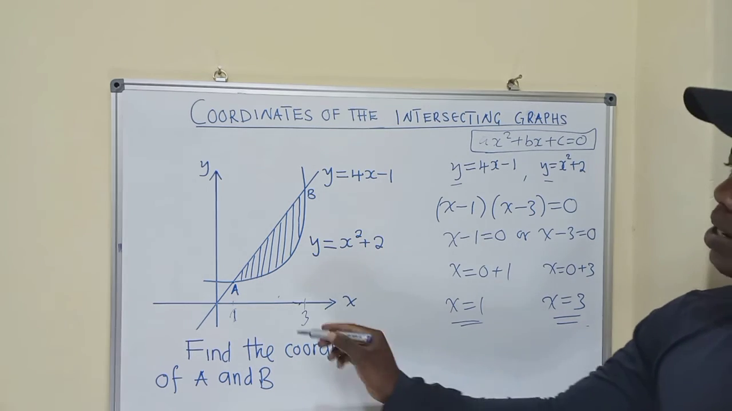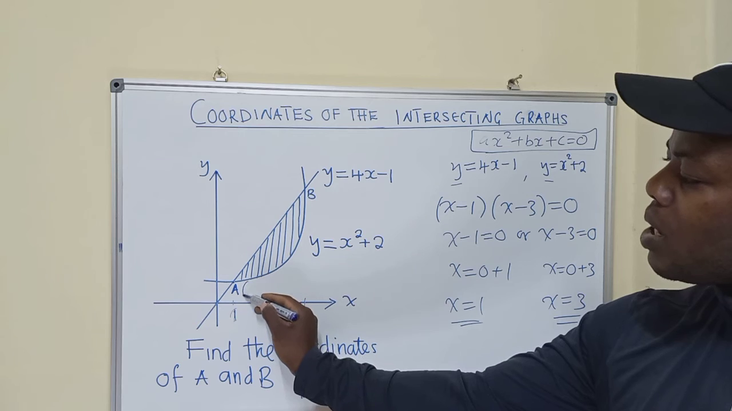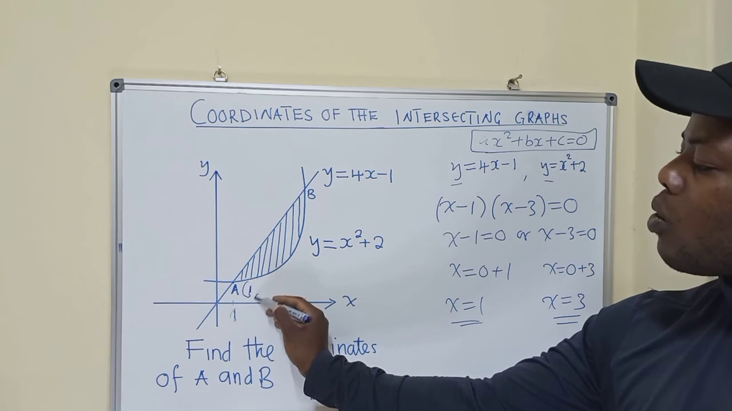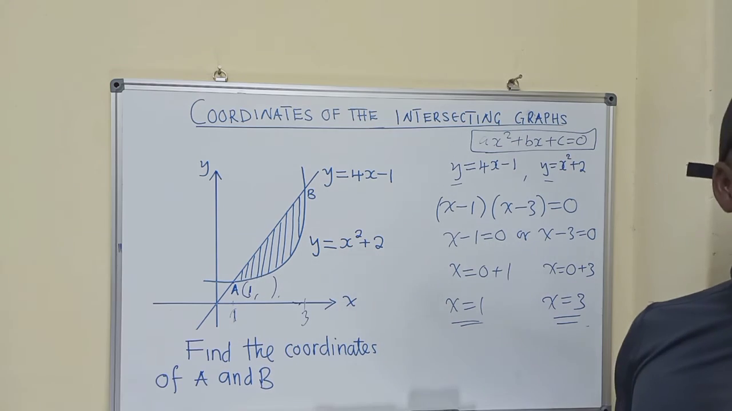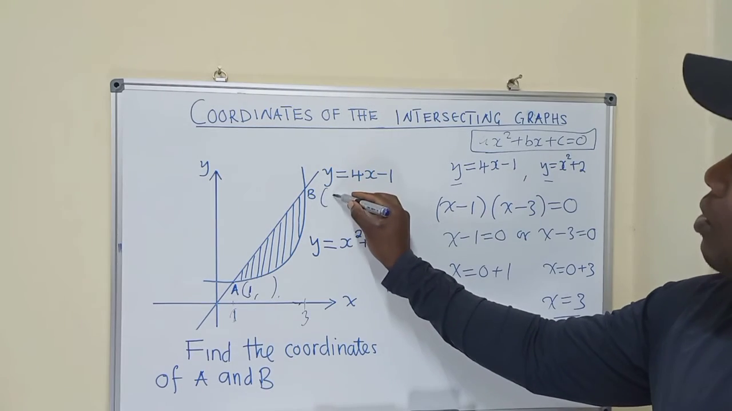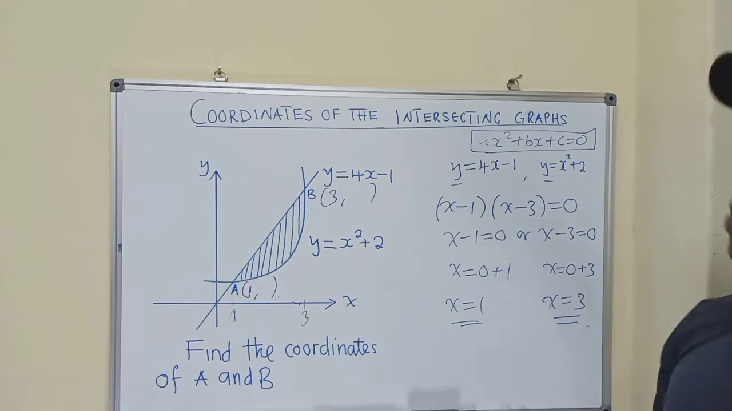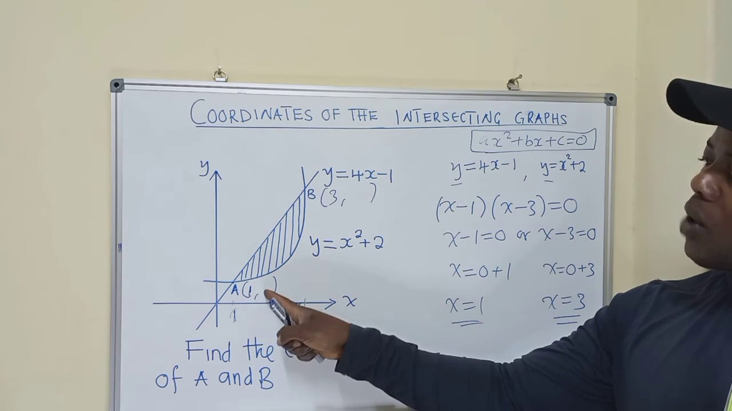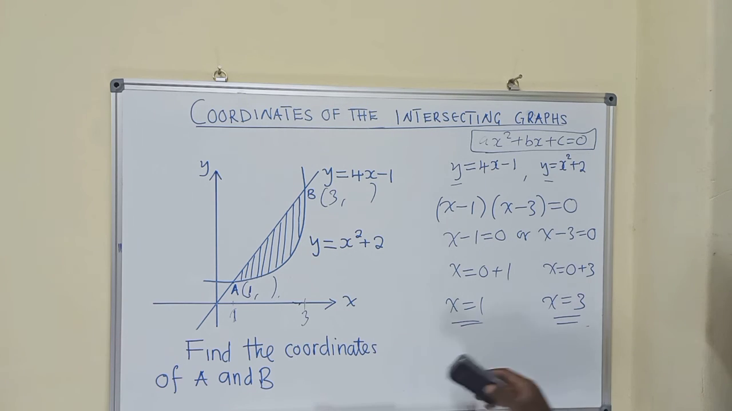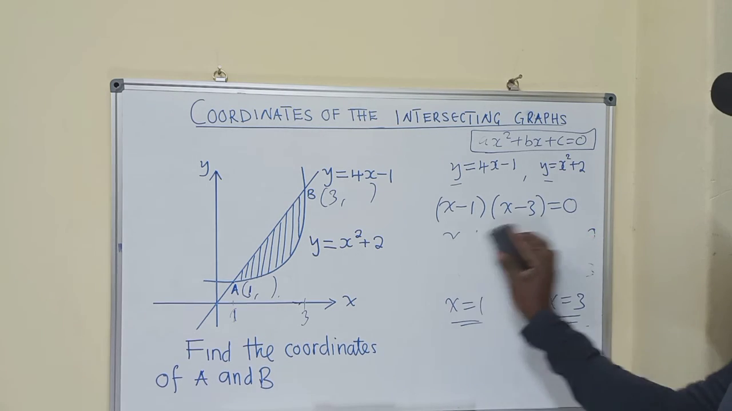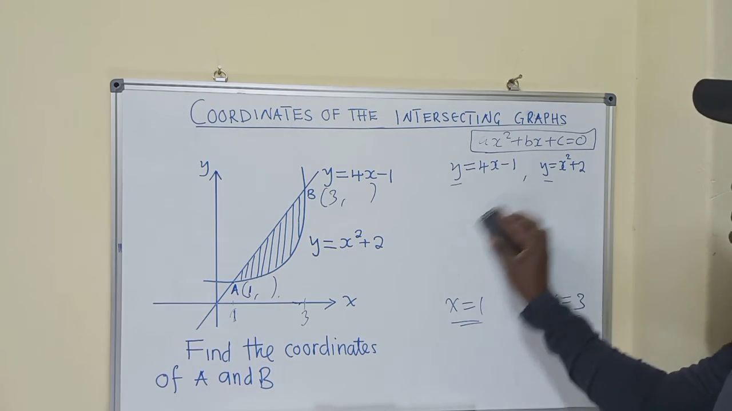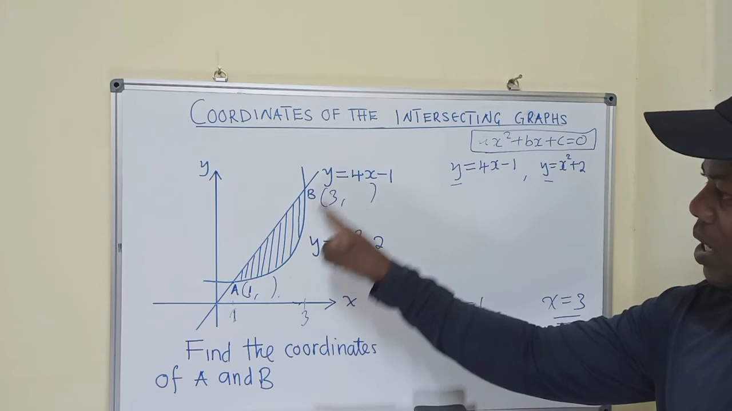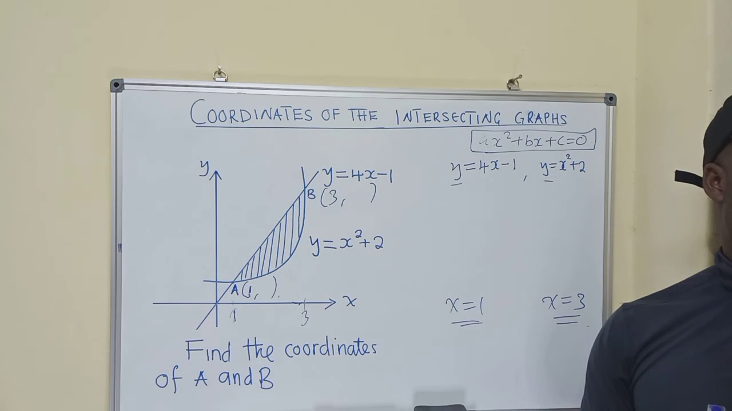So we have found the x values. So meaning here is 1, comma, we don't know the y. Here it's 3, comma, we don't know the y. Does that make sense? Yes. So we now need to find the y values. So how do we find the y values? Do you have an idea on how we can find the y value? Because we need to finish here. We have not finished. Do you have an idea?